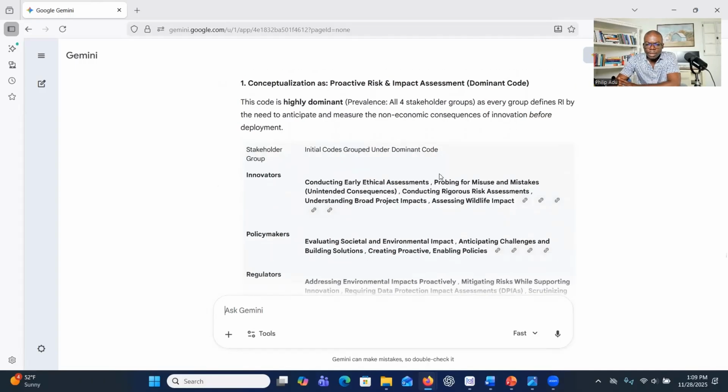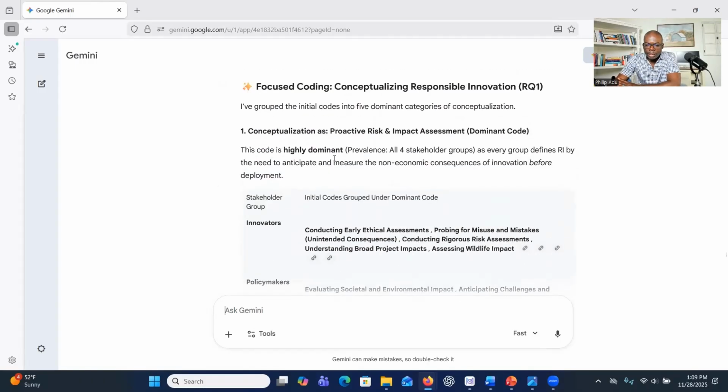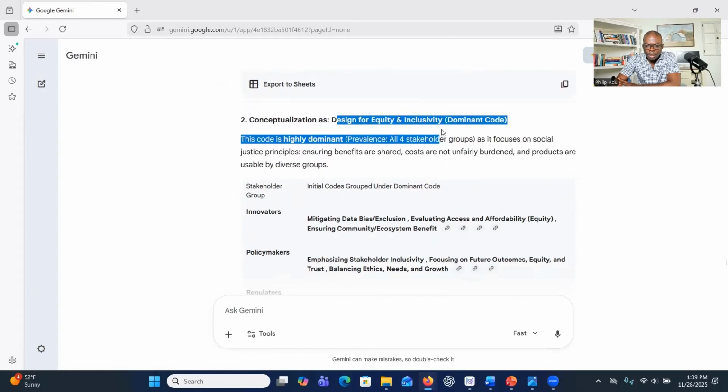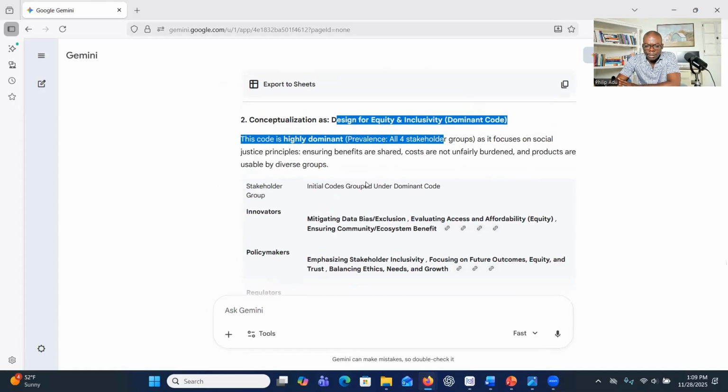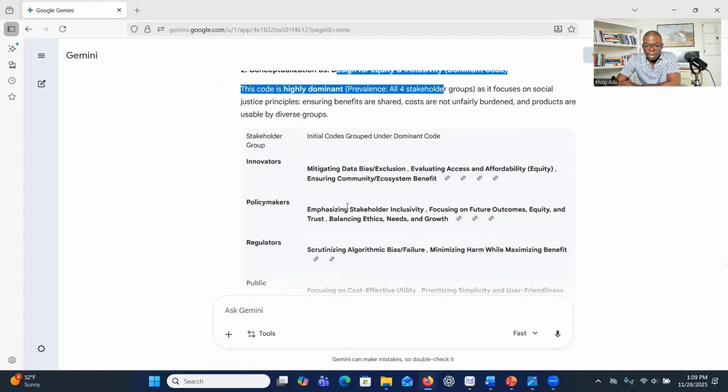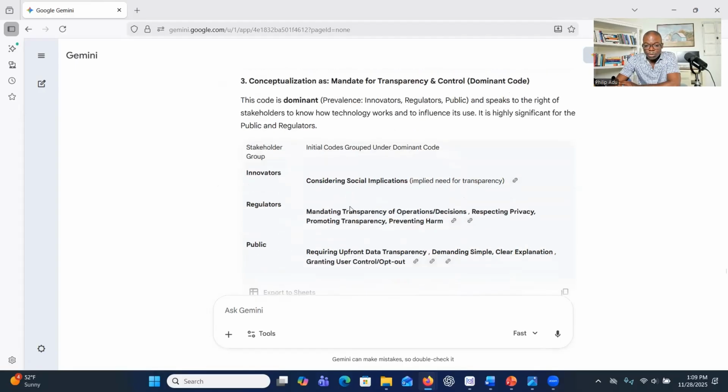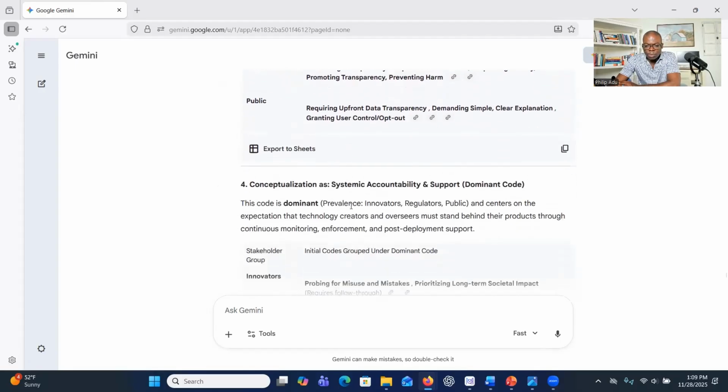So the system used the criteria to do that, and it was able to determine that this one is dominant, and this is the second dominant code. It also provided some evidence. That's pretty good, right? You can review and also make an adjustment if you want to. You don't have to accept every piece of information that the system has provided you.